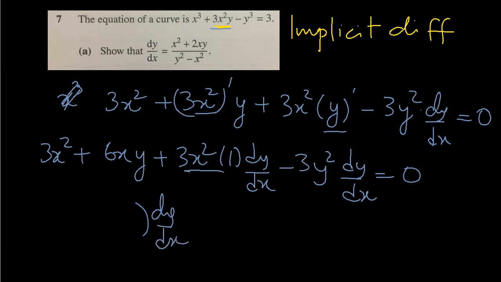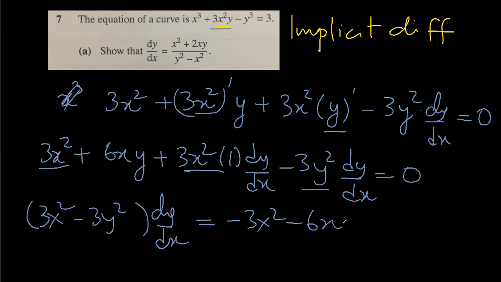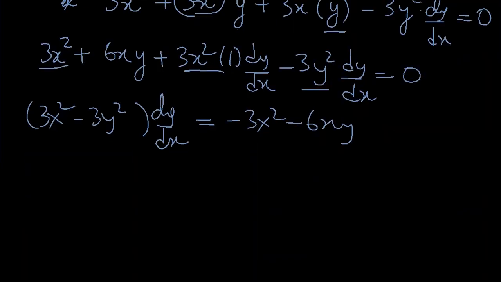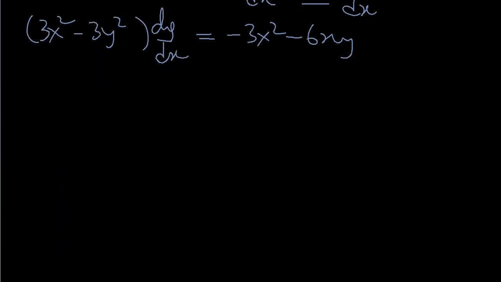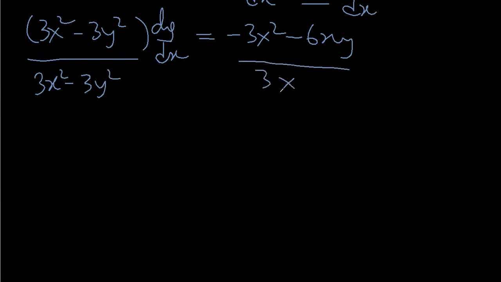So first we have 3x squared, then we have minus 3y squared, equal to, this will come to the right side, minus 3x squared minus 6xy, and that's it. So let's divide both sides by 3x squared minus 3y squared. 3x squared minus 3y squared, they cancel out.